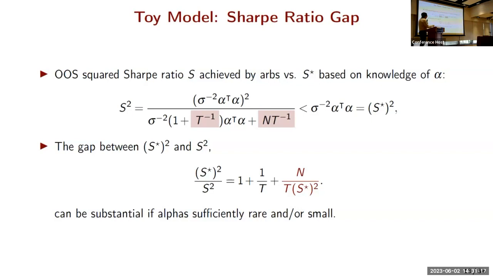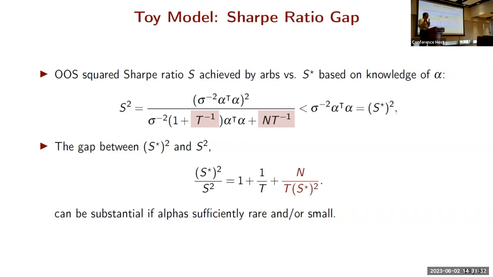Okay, so this term can go to infinity, for example. So there could be a very large gap between the feasible and the infeasible Sharpe ratios. This story looks fairly simple. However, there are a lot of loopholes, right?